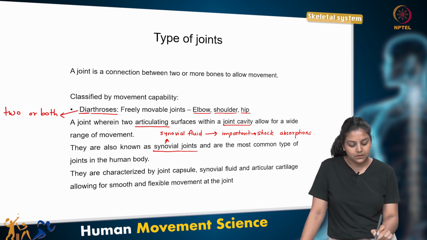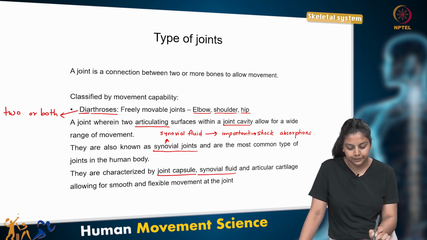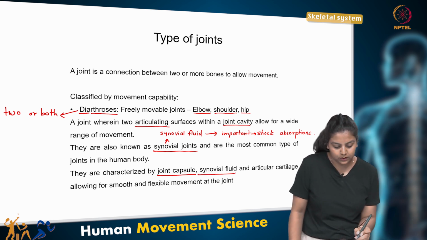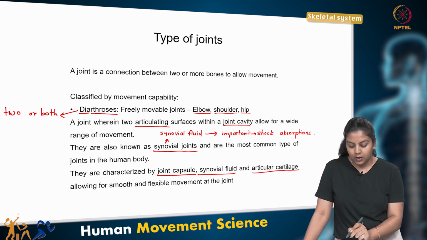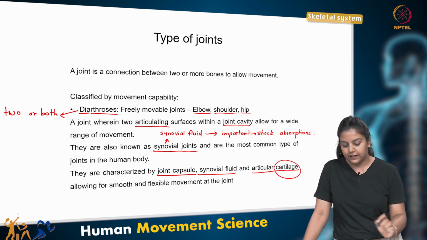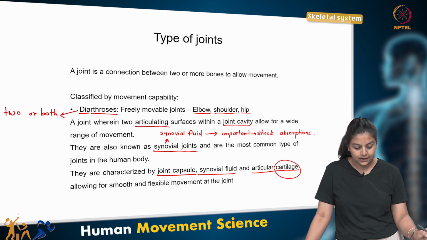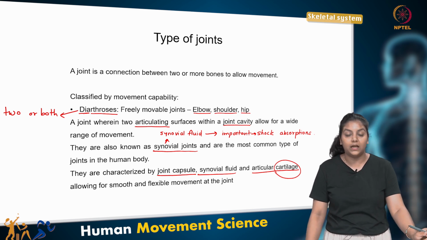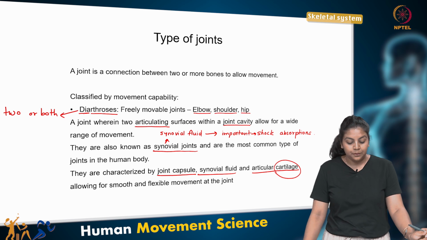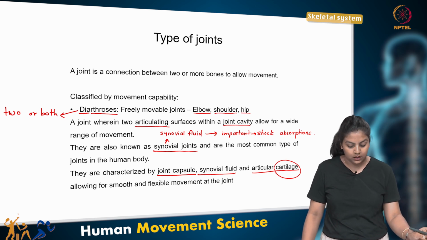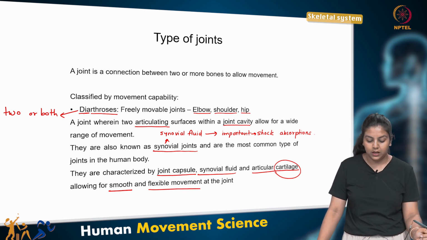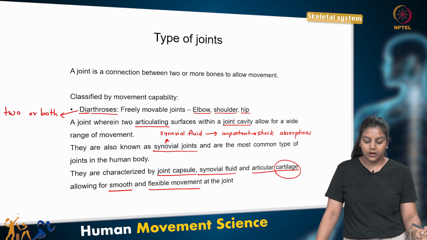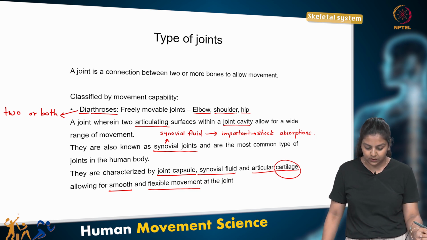So they are characterized, as we said, by a joint capsule. So there is usually a capsule, the fluid and an articular cartilage, right? So we'll see more about cartilages and tendons in the following few slides, but all you have to remember is they are categorized by a joint capsule, synovial fluid and articular cartilage that allow for smooth and flexible movement, right? It's very important that synovial joints, as they are the most common type of joints in the human body.